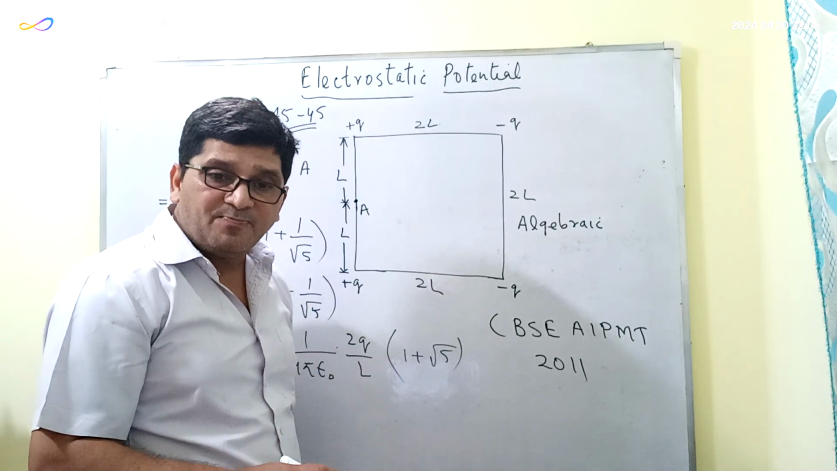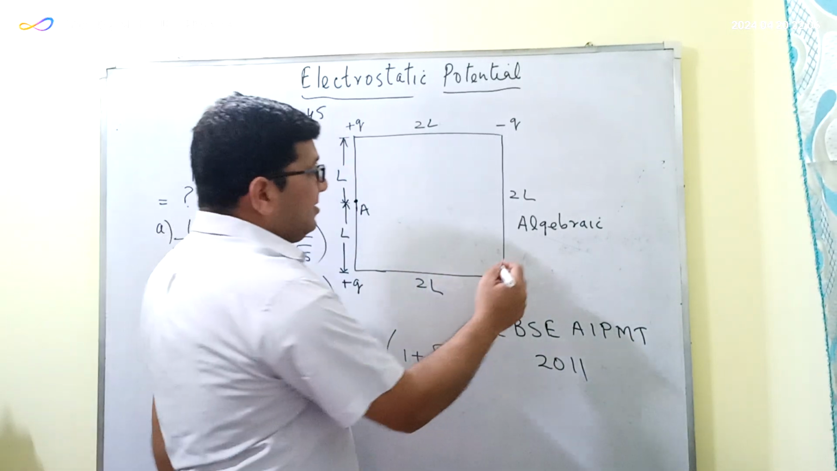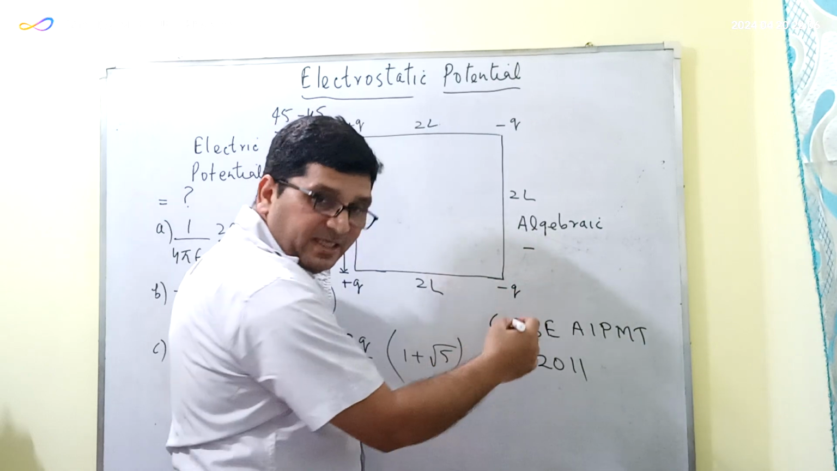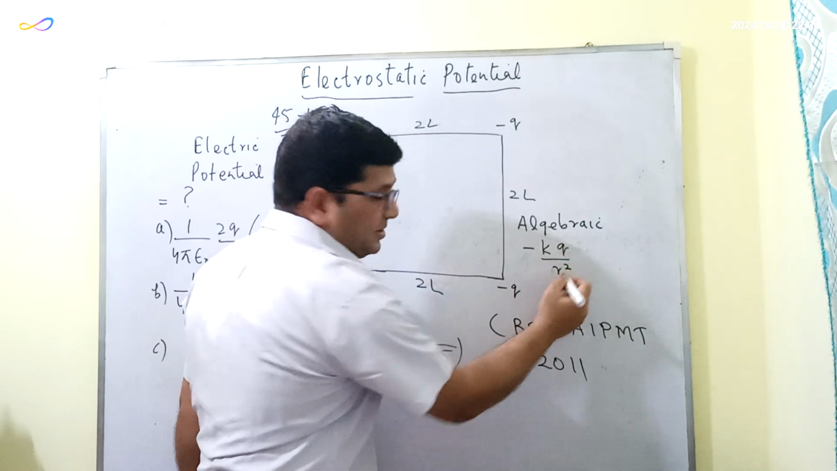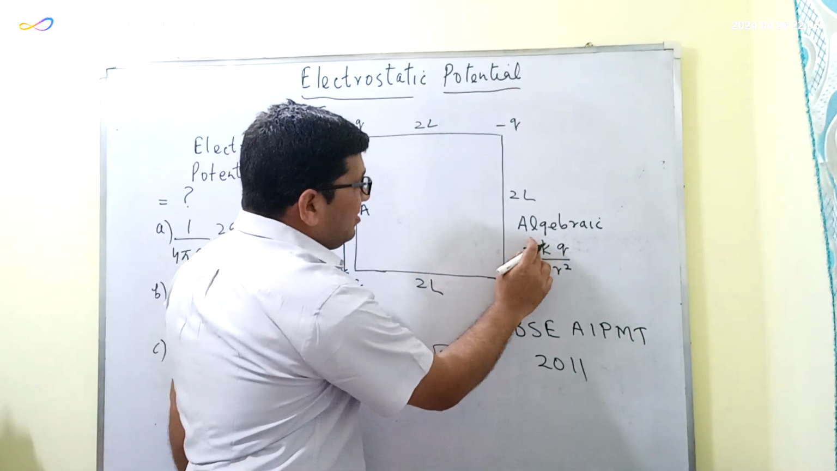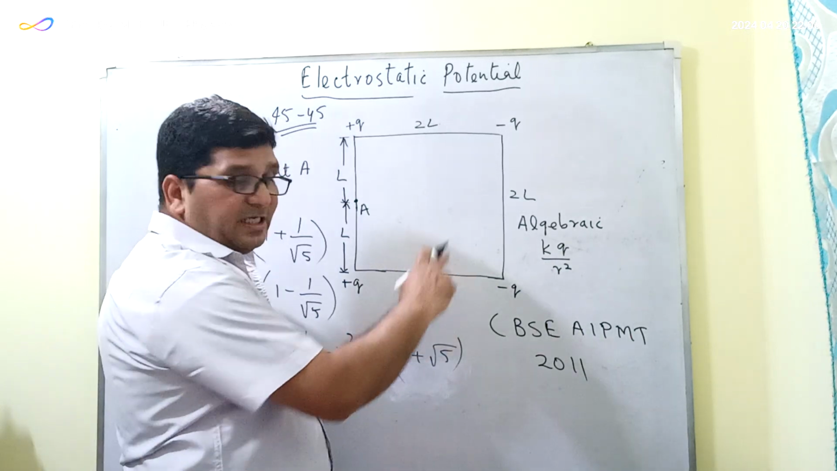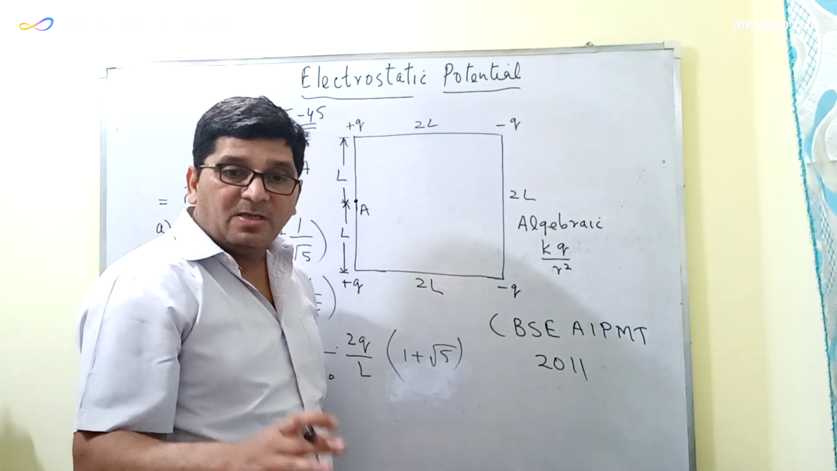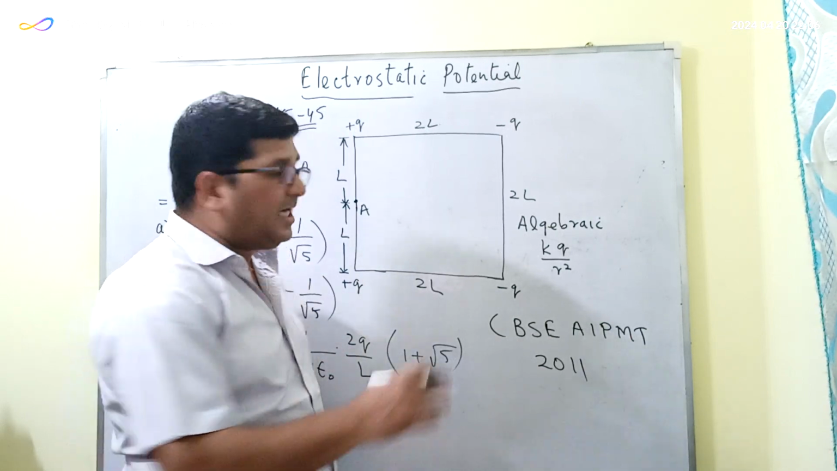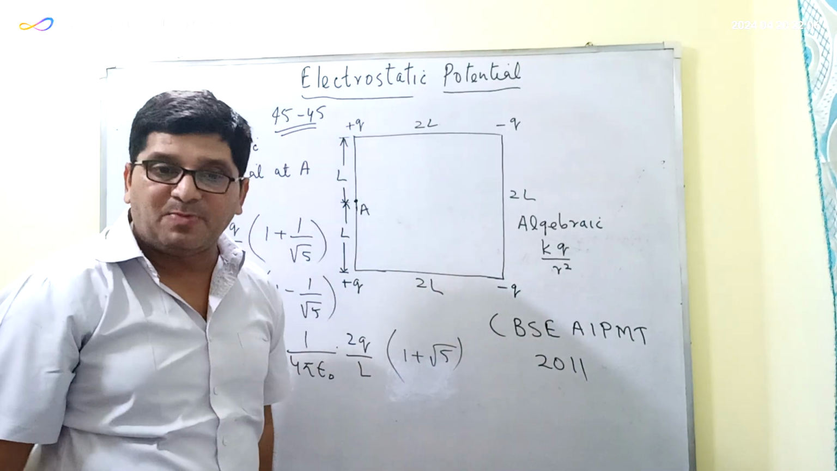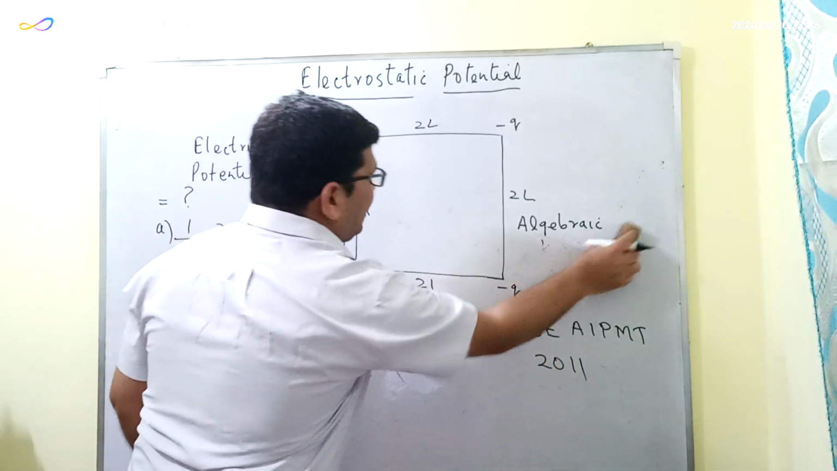What does algebraic sum mean? If the charge is negative, then the potential will be minus kq upon r. If the charge is positive, then it will be kq upon r. Okay? So the potential at any point is the algebraic sum of the electric potential due to the individual charges at that point. So now let's say you have to find it due to plus Q.